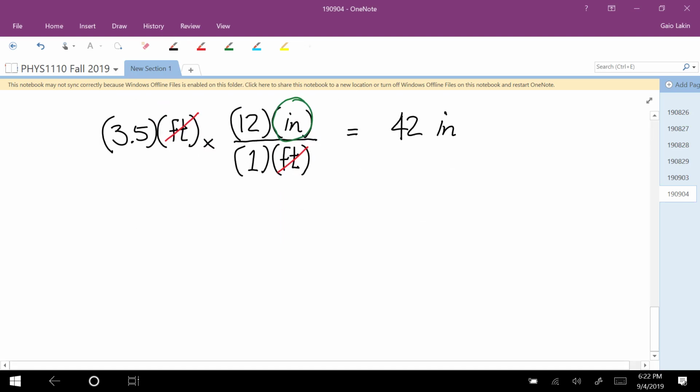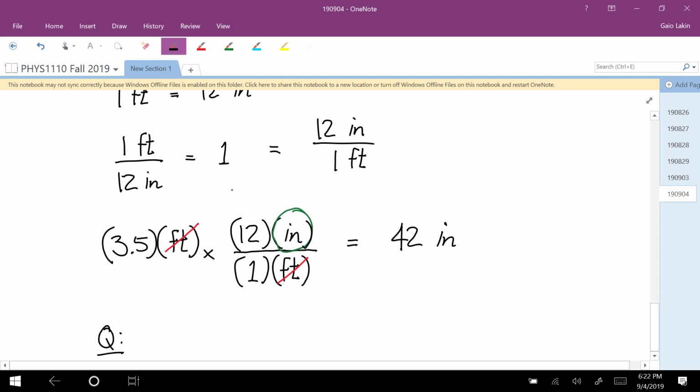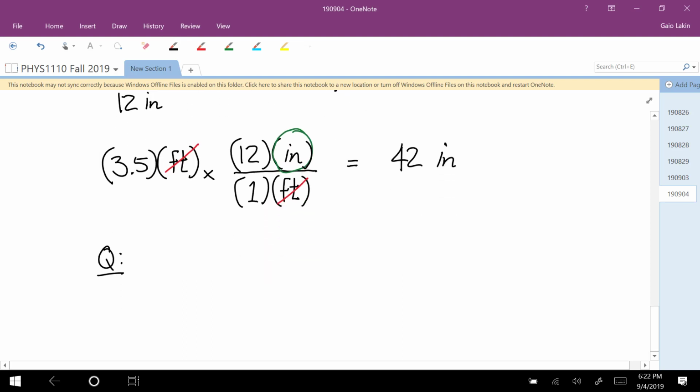Okay, so the next question that comes up sort of naturally is, okay, this worked, but we had two options for the fraction to multiply by. So how do we know we want to multiply that original quantity of 3.5 feet times 12 inches over 1 foot? What if we multiplied by 1 foot over 12 inches? Would it work out the same? So let's go through that.